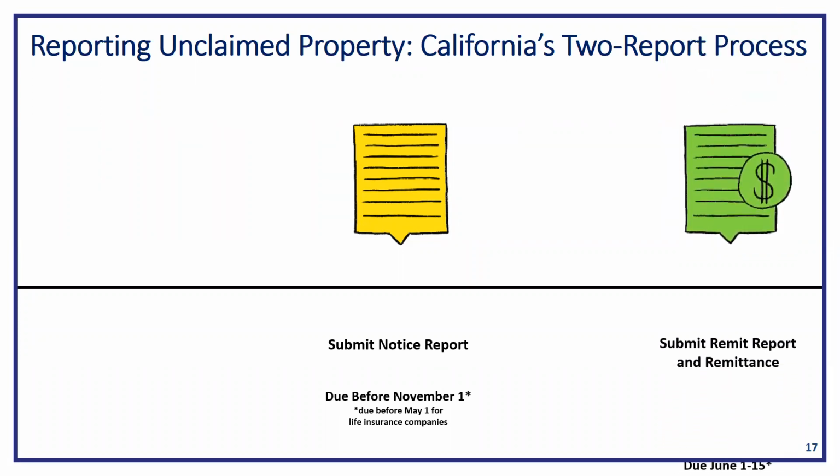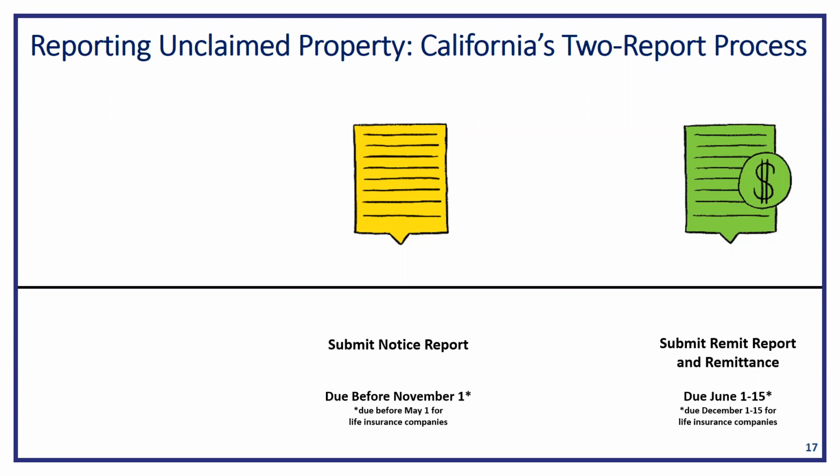The remit report is the second and final report. The purpose of the remit report is for businesses to list all properties that still remain unclaimed that will be remitted to the state. And then most businesses will remit the property itself at this point as well. Remit reports must be submitted 7 to 7.5 months after the notice report is due, which for most companies would be between June 1st and June 15th. If you're a life insurance company, your remit report is typically due between December 1st and December 15th. So those are the 2 reports that make up California's 2-report process.